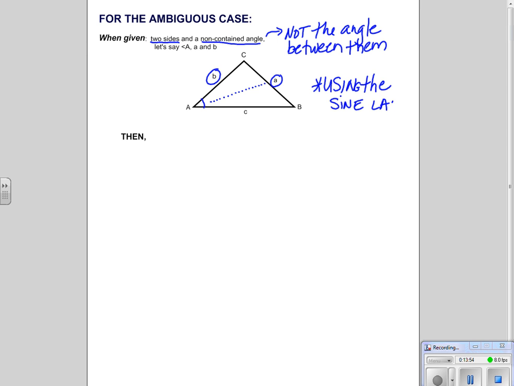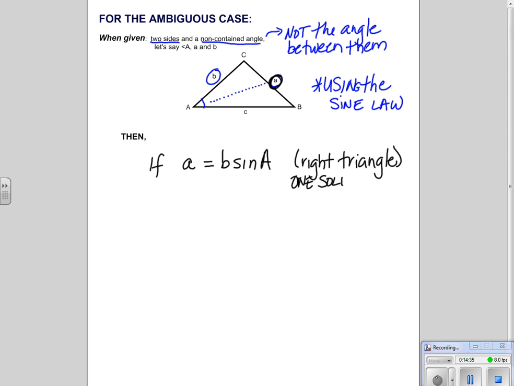Sine law. When you're given two sides and a non-contained angle, then if the ambiguous case needs to be considered, it's when that side a, the one that's across from the angle, is longer than what would be required for a right angle triangle. So if a is equal to b sine A, then you have a right triangle. There is one solution to the problem. It is a right triangle, and we proceed from there.